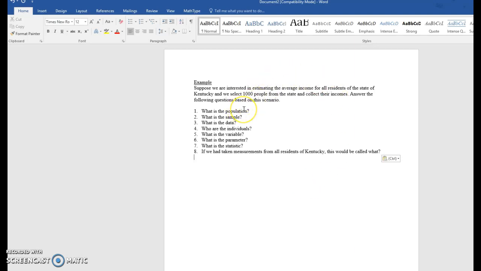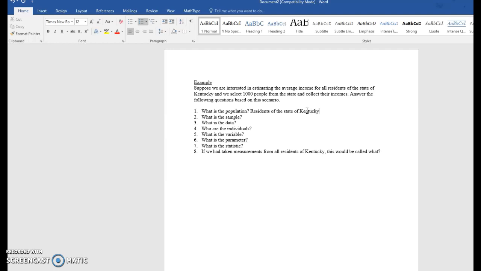So first, what is the population? Now realize the population is always the bigger group that we want to know about. In this case, we want to know about the residents of the state of Kentucky. So the population is the residents of the state of Kentucky, or you could just say residents of Kentucky.